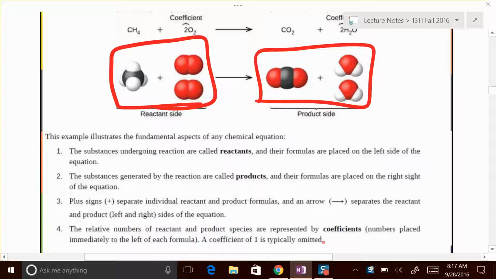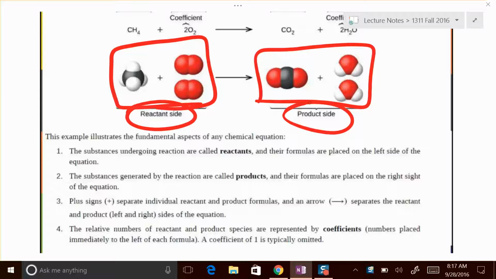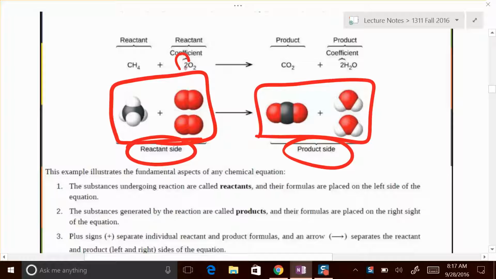Okay, so we have reactants on this side of the reaction and products on this side. The plus sign helps us to know the things that are reacting together. The arrow separates the products from the reactants. And the coefficients that go out in front tell us the relative numbers of reactants that are used, or the amounts of products that are formed. Those would be our coefficients.